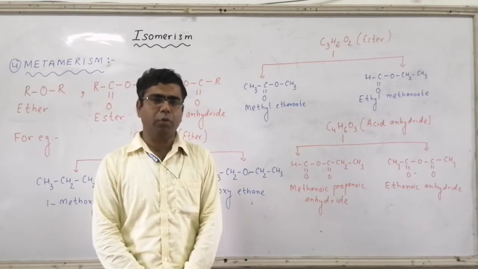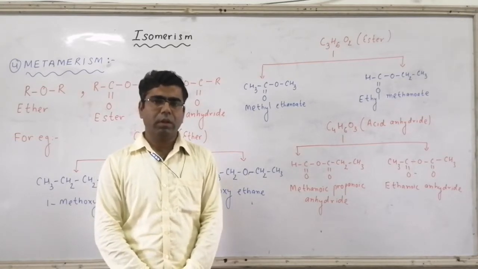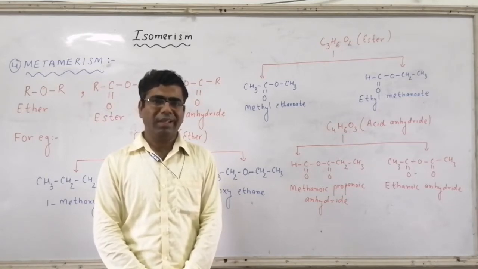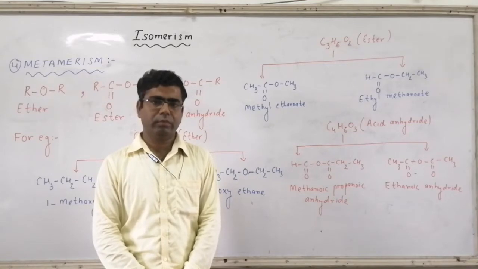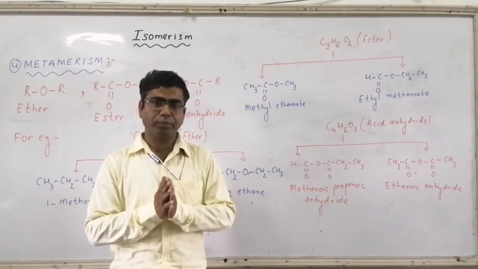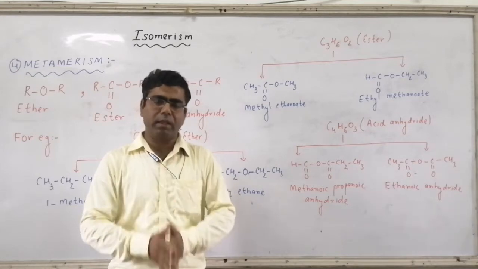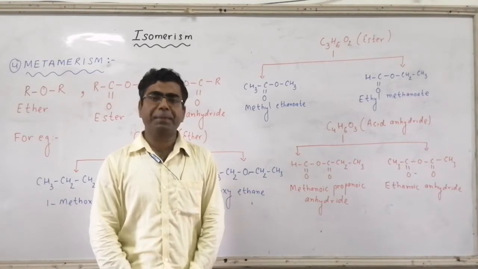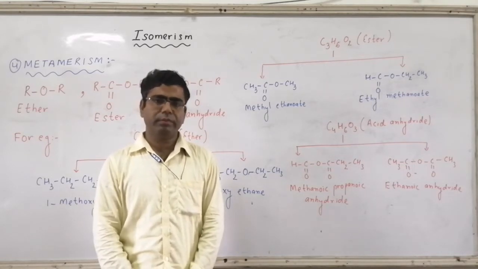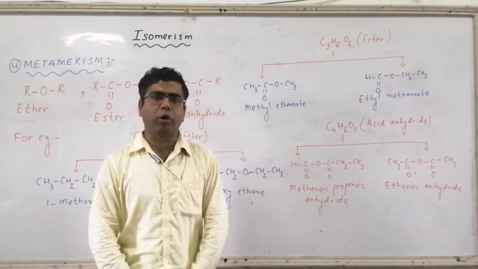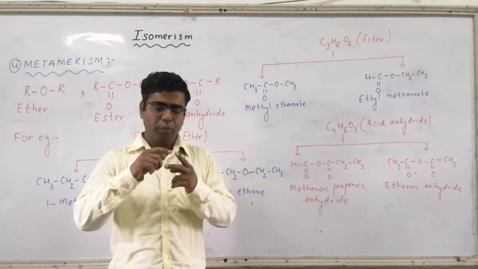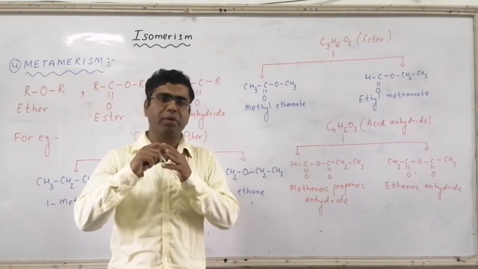We were talking about isomerism, and in isomerism, we were dealing with structural isomerism. And I have told you that structural isomerism is further classified into 5 types, and the types are chain isomerism, position isomerism, functional isomerism, metamerism, and tautomerism. We have completed chain isomerism, position isomerism, and functional isomerism.